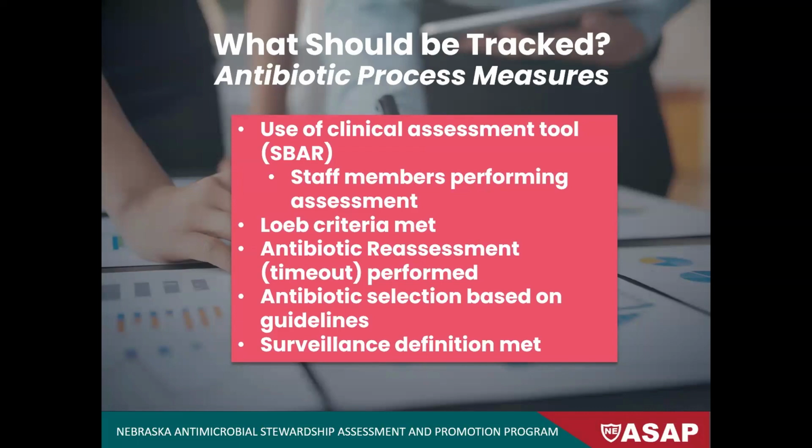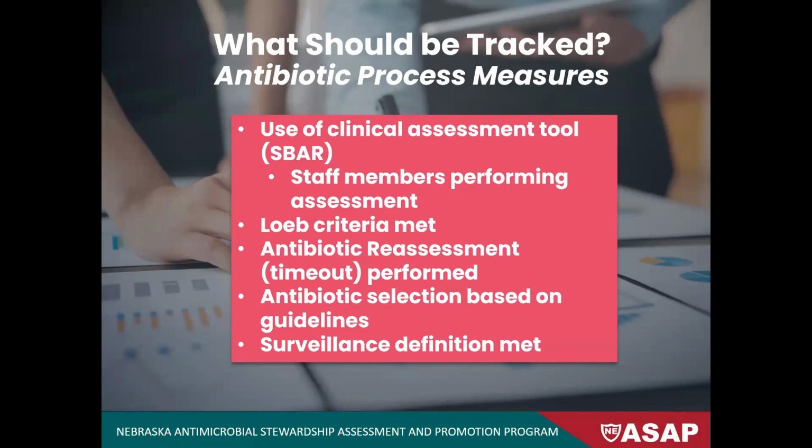So now moving into that second bucket, we want to look at the process measures. So what happened in your facility when that antibiotic was ordered? This is going to be things like, was that clinical assessment tool completed? And was it completed fully or partially or not at all? I think Dr. Turan showed before the different types of SBARs. If you see that there is low compliance with that, you could additionally keep track of who is performing the SBARs to see if there are staff that need more education.